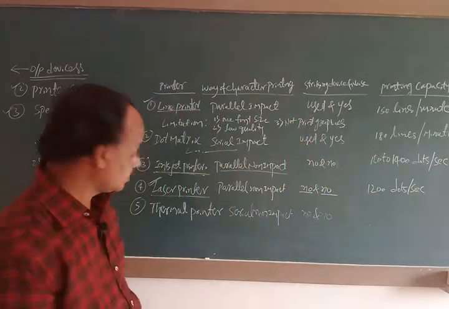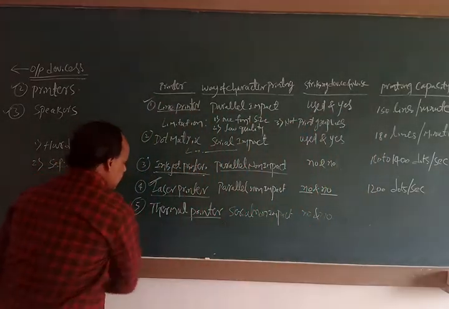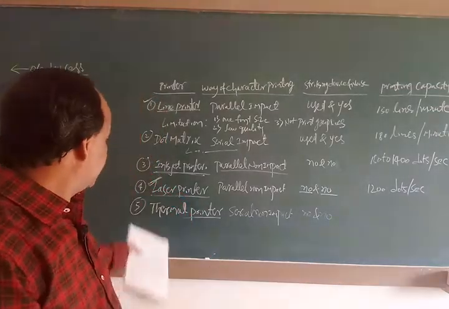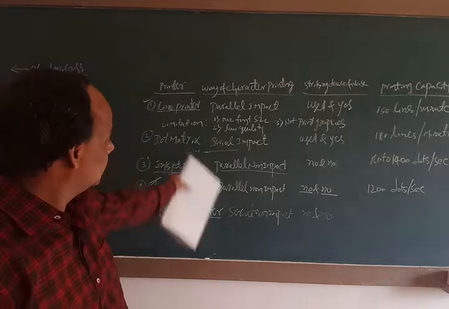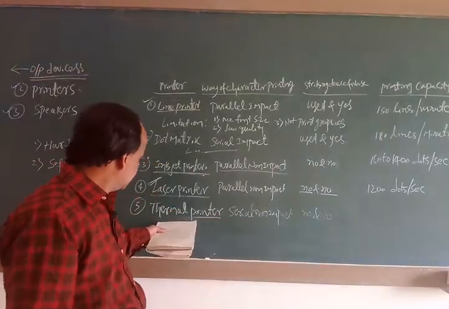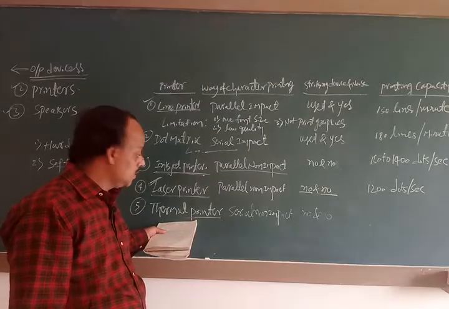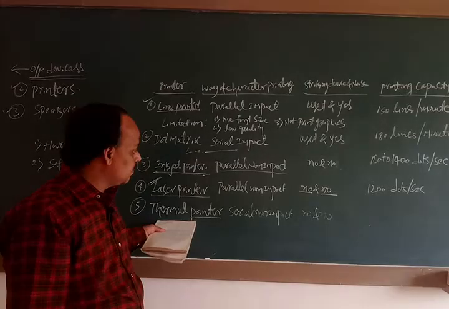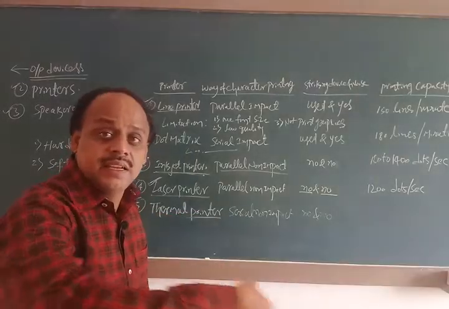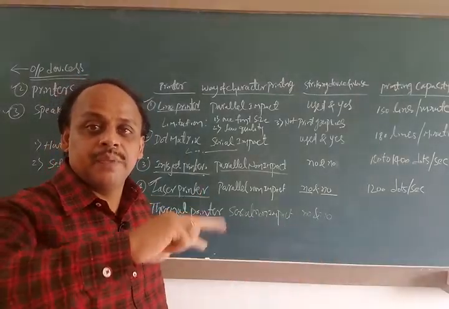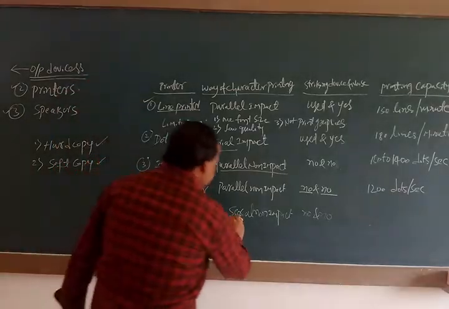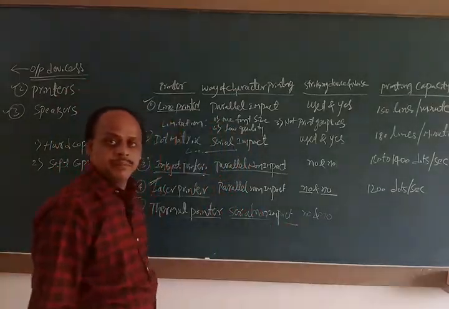See here how this thermal printer differs. This thermal printer's working is serial non-impact, which means there is no striking device. It is an example of a non-impact printer, and its working is serial. It is not going to print parallel lines at a time, it prints line by line. That's why it is a serial non-impact printer.